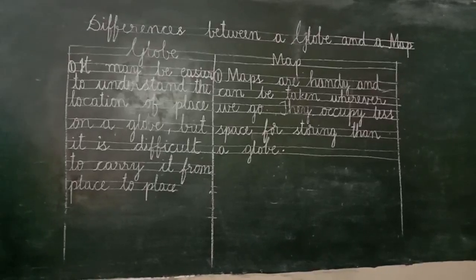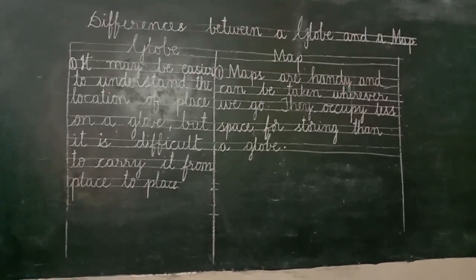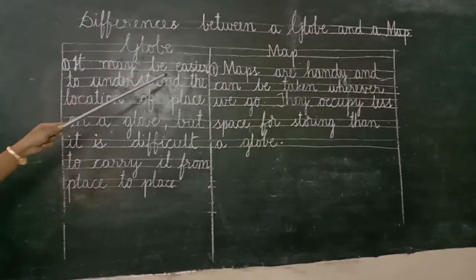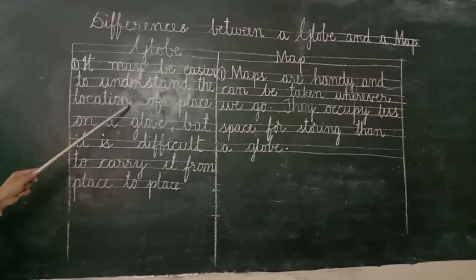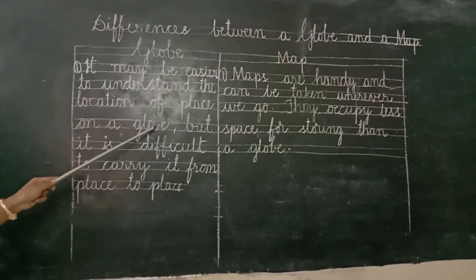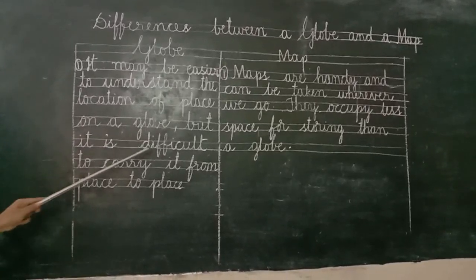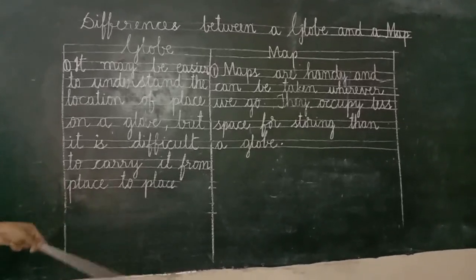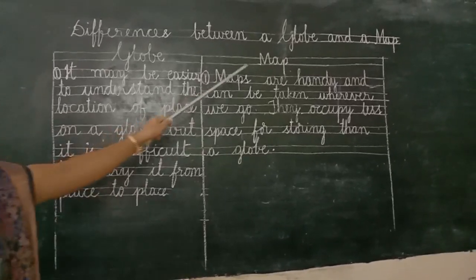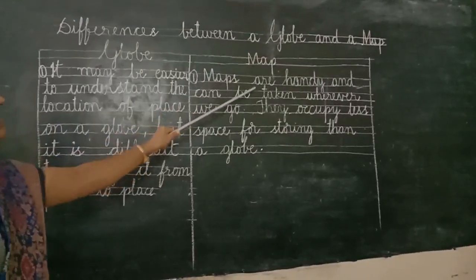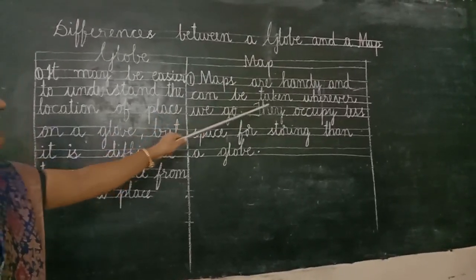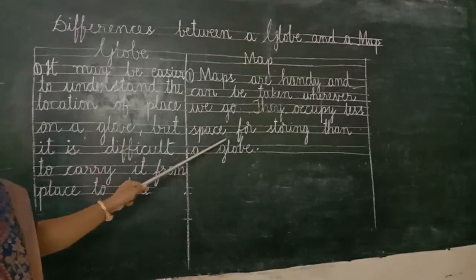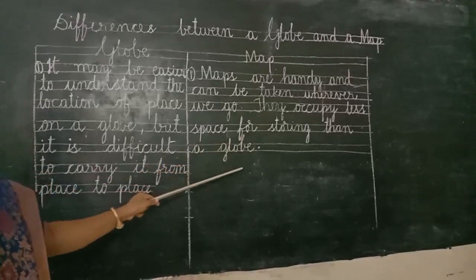Now I am going to tell you about differences between a globe and a map. Globe: it may be easier to understand the location of a place on a globe, but it is difficult to carry it from place to place. Maps are handy and can be taken wherever we go. They occupy less space for storing than a globe.